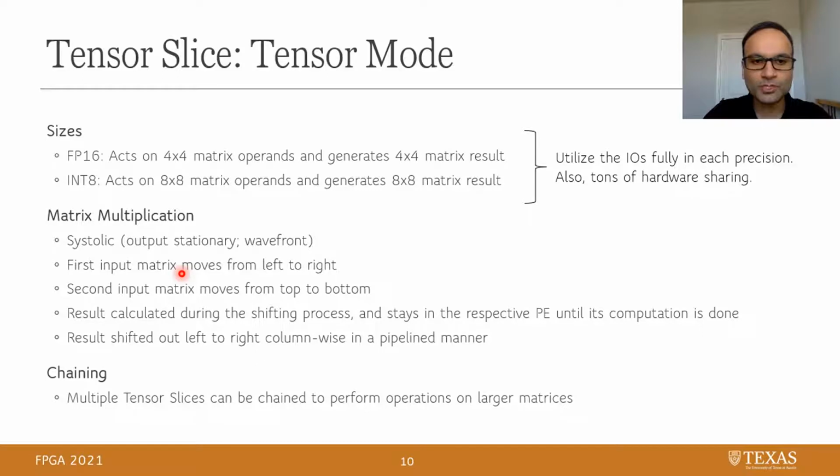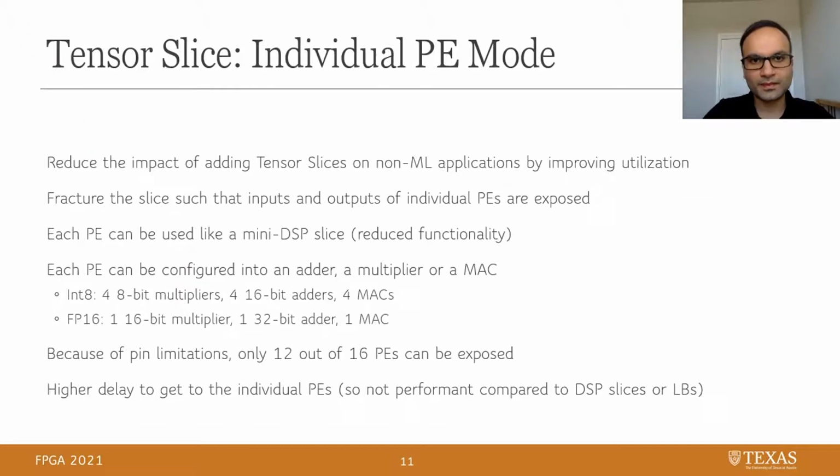We also support chaining of tensor slices. By doing that, you can perform matrix operations on larger matrix sizes. The individual PE mode has been added to reduce the impact of adding tensor slices on non-ML applications by improving utilization. We fracture the slice such that the inputs and outputs of individual PEs are now exposed, and each PE can now basically be used as a mini DSP slice.